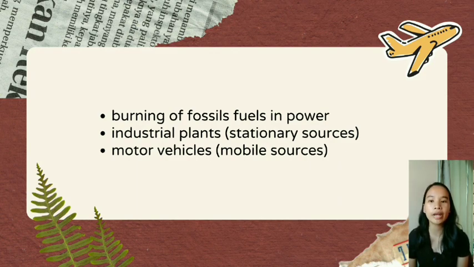These pollutants are generated mostly by the burning of fossil fuels in power and industrial plants, which are stationary sources. Stationary source means any building, structure, facility, or installation which emits or may emit any air pollutants. The other is the motor vehicle, which is a mobile source. Mobile source air pollution includes any air pollution emitted by motor vehicles, airplanes, locomotives, and other engines and equipment that can be moved from one location to another.